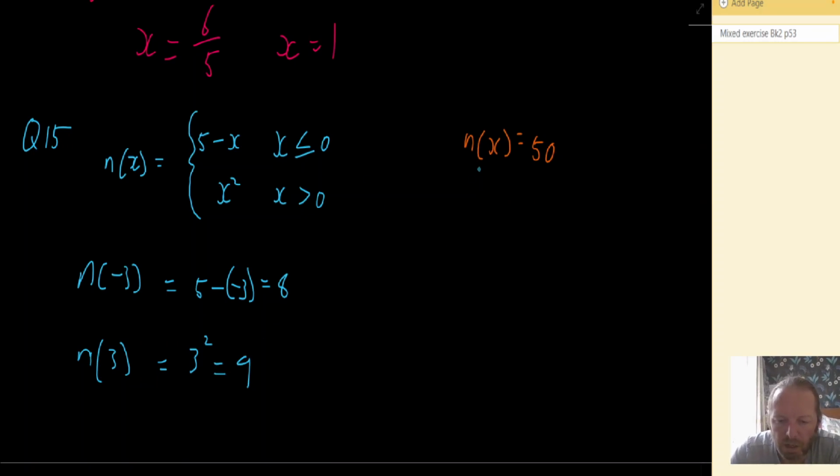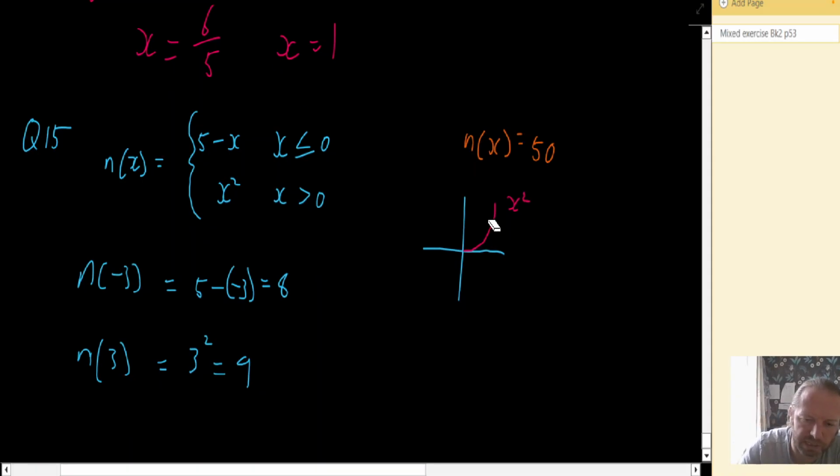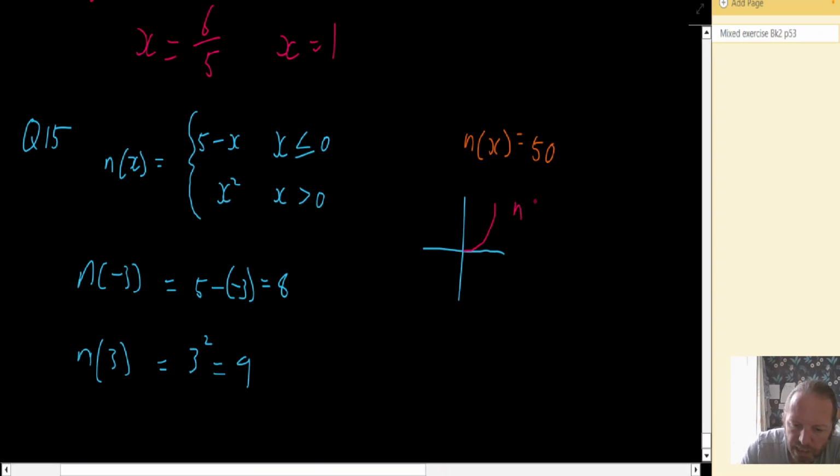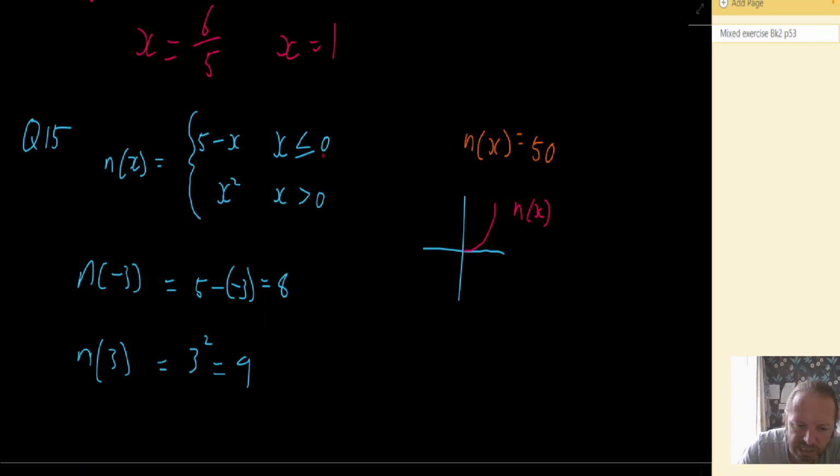Okay. Solve n of x equals 50. Find the x value, that is. Let's just consider this graph, or this function, for a minute. When x is greater than 0, we have x squared, so x squared looks something like that. But it's actually n of x, isn't it? And then when x is less than 0, it is 5 minus x.